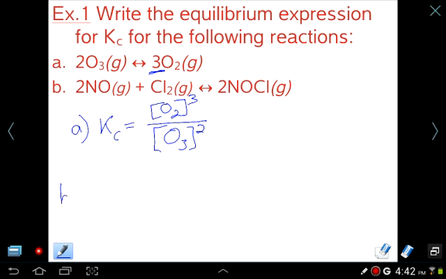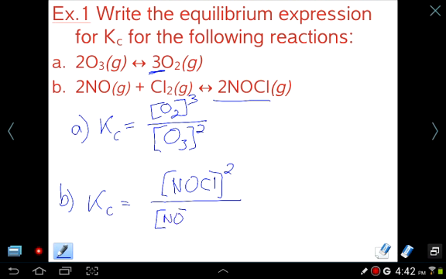Let's do the same thing for part B. To get the Kc for part B, we'll again do products divided by reactants. Our product in this case is NaCl, concentration of NaCl, squared, divided by the concentration of NO, squared, multiplied by the concentration of Cl2. So you would multiply your reactants together and your products together. And this is how this one's defined. Not too bad.